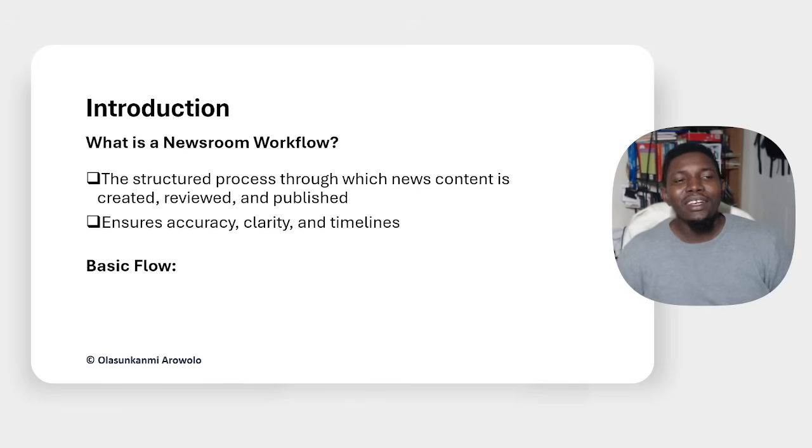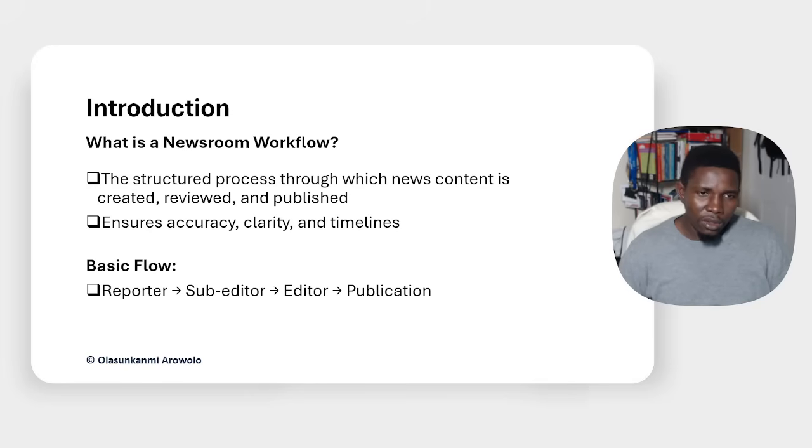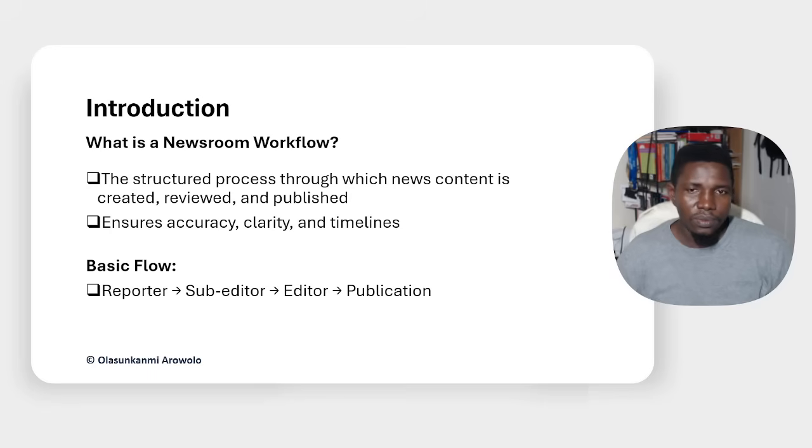Yeah. All right. So the basic flow is this. It goes from the reporter to the sub-editor, from the sub-editor to the editor, from the editor to what? Publication. Does that make sense? From the reporter to the sub-editor, from the sub-editor to the editor, and then to the publication. So before it gets to your phone, after the reporter, at least two other people should look through it before it gets to you.